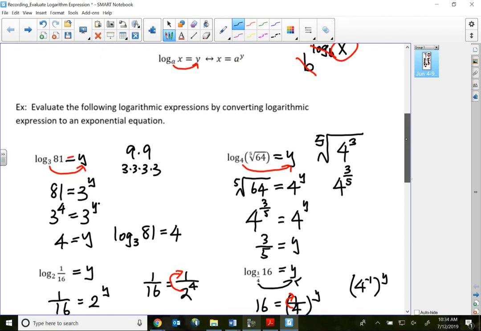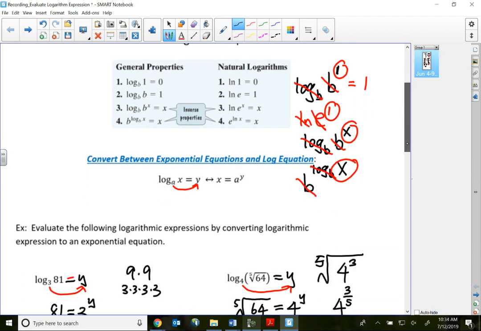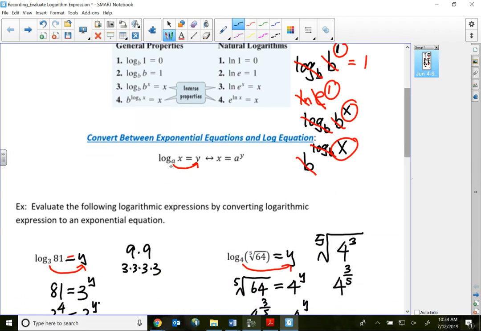Okay, so that was a quick video on how we can evaluate a logarithm expression by simply converting our logarithm into an exponential equation. We're actually solving our logarithm from the exponential perspective.